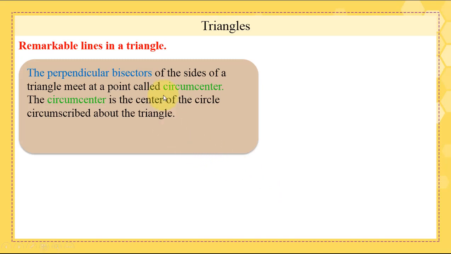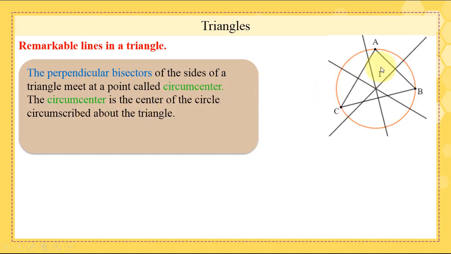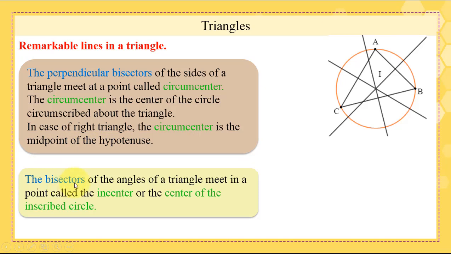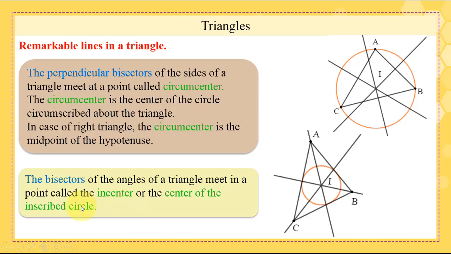The perpendicular bisectors of the sides of a triangle meet at a point called the circumcenter. It is the center of the circle circumscribed about the triangle. This means the circle that passes through the three vertices of the triangle. In the case of a right triangle, this is a special case, the circumcenter will be the midpoint of the hypotenuse. In a triangle we also have three angles, their bisectors meet at a point called the incenter. It is the center of the circle inscribed inside that triangle, which is tangent to the three sides of the triangle.